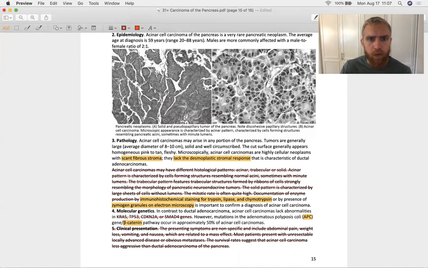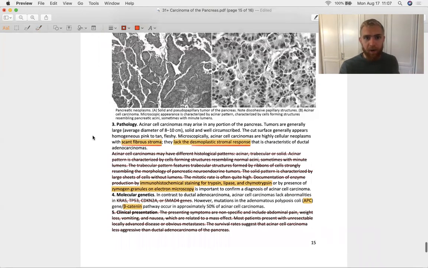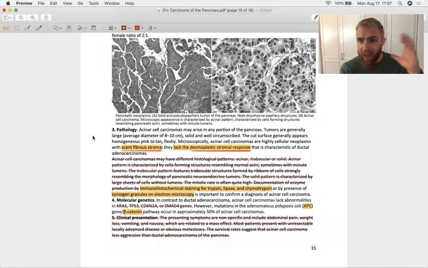Acinar cell carcinomas are going to be purple, purple, purple. They're going to look kind of similar to the medullary ductal carcinoma, but they are going to lack the desmoplastic stromal response. That's really big. If you see something purple and looking like normal pancreas, and it doesn't have a lot of collagen in between individual lobes and ductules, probably this acinar cell carcinoma.